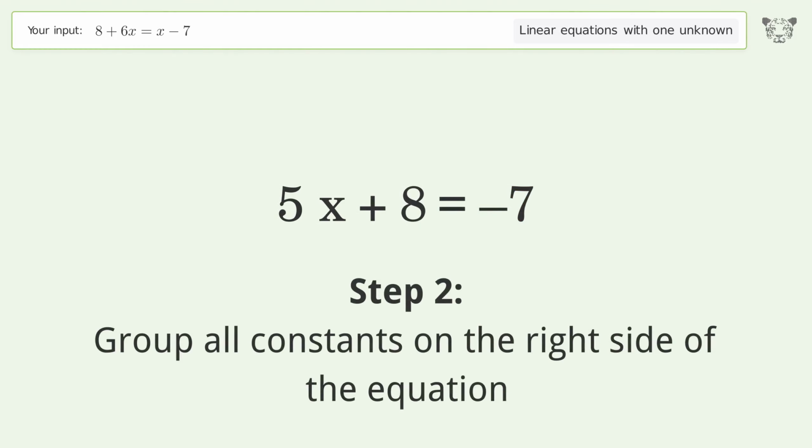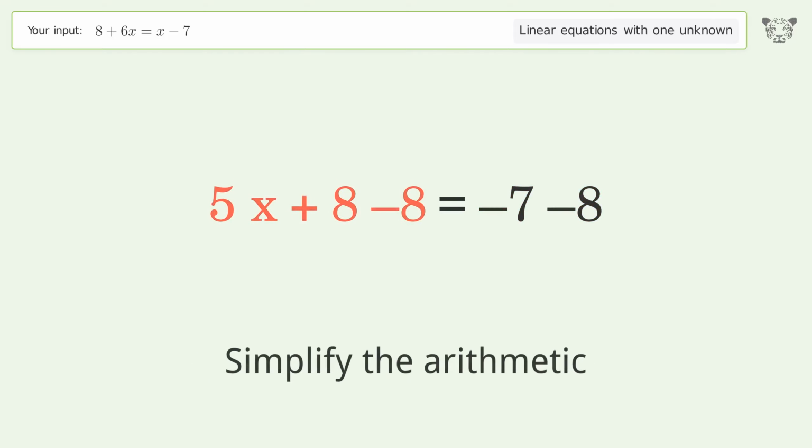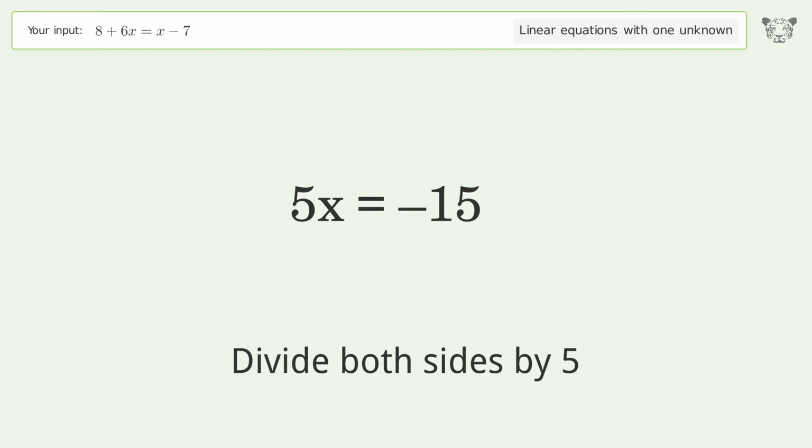Group all constants on the right side of the equation. Subtract 8 from both sides. Simplify the arithmetic. Isolate the x. Divide both sides by 5.